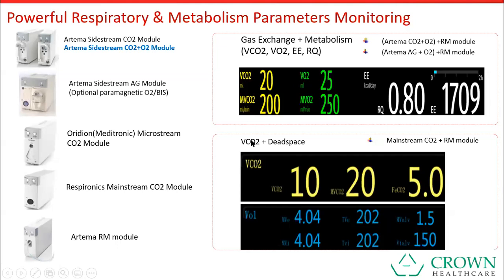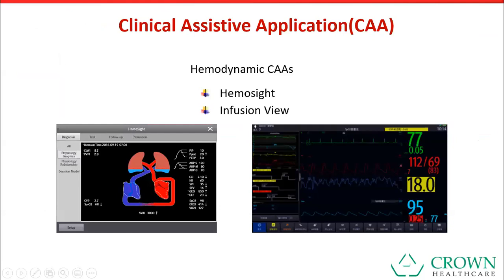And again, with metabolic parameters and gas exchange, we can combine these modules to do the gas exchange and metabolism parameters, either the ATIMA module with the CO2 and O2 module plus the respiratory mechanics module. And for volumetric CO2 and dead space, we're able to do all this using the mainstream CO2 and respiratory mechanics module. So lastly, is about the clinical assistive applications that we have.